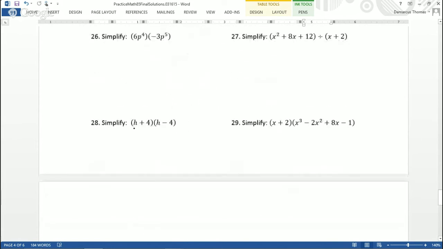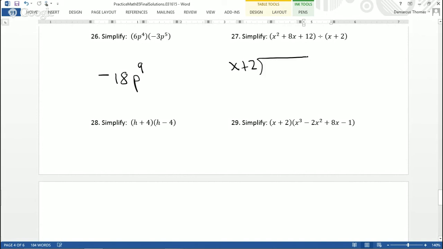26. These are Math 84 problems. Multiply the coefficients, 6 times negative 2, and add. Actually, I take that back. It's Math 85.